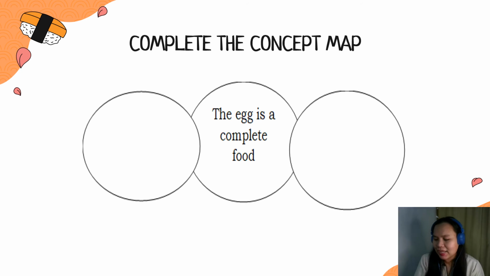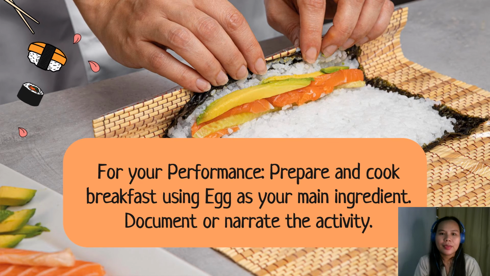Now your task is to complete the concept map. After knowing the nutritive value and composition of eggs, you can now create ideas and concepts to justify the completeness of egg as food. And for your performance, you have to prepare and cook breakfast using egg as your main ingredient. Remember that you have to document or narrate your activity.